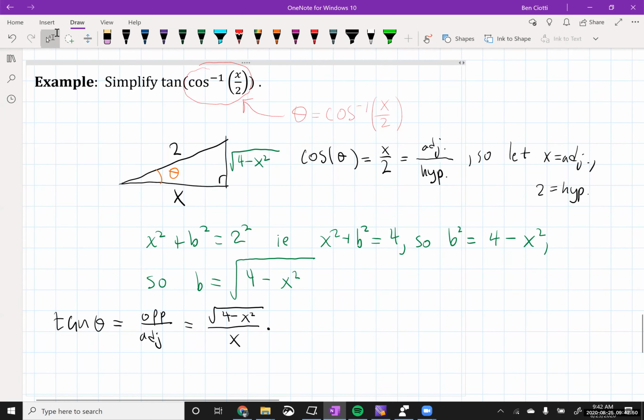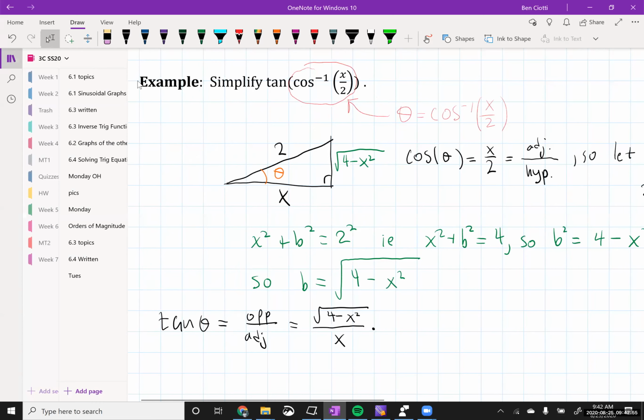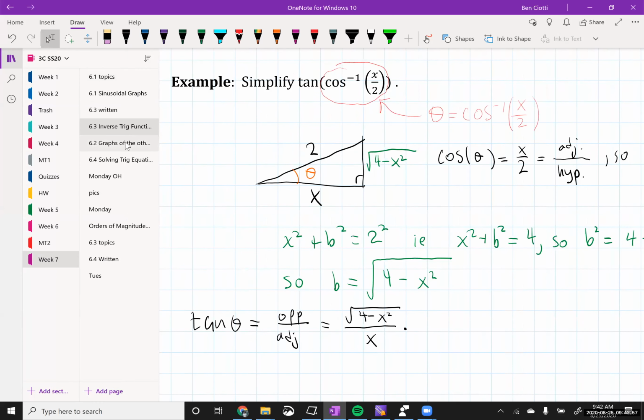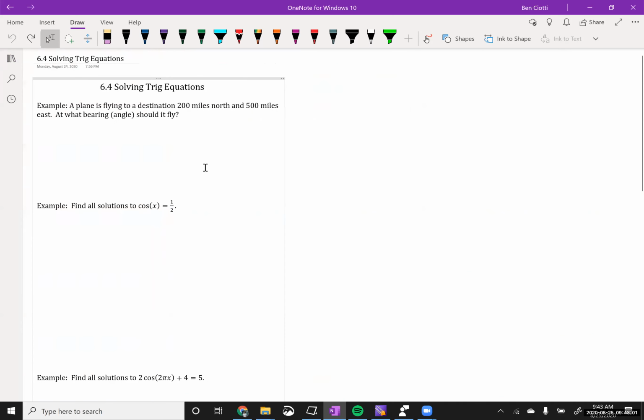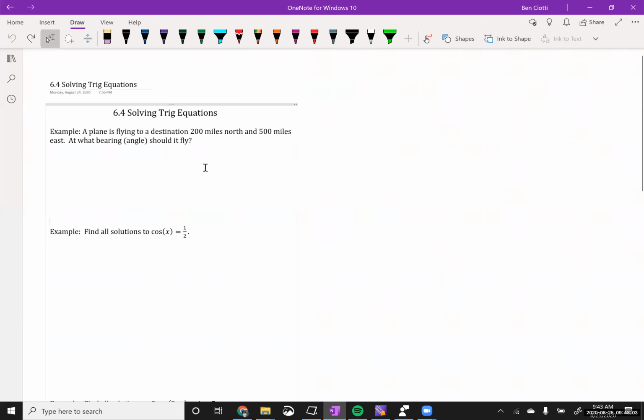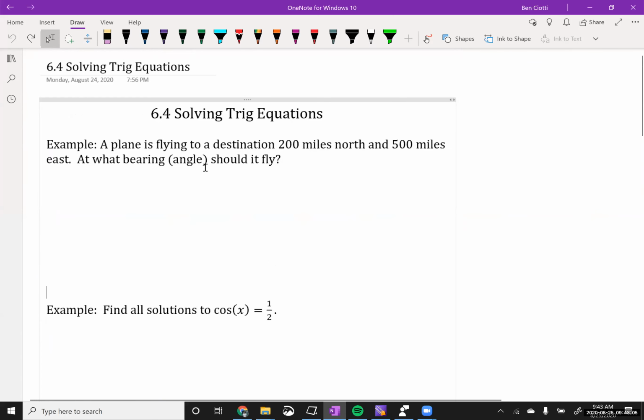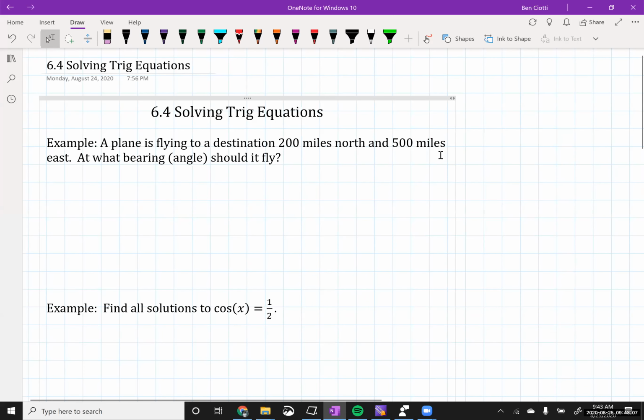Okay, anyway, that finishes up this section. Now, the next section I'm not going to finish today, definitely, but I will just do one quick problem to show you an application of solving trig equations, which is section 6.4. There's nothing really new in section 6.4. It's just applying what we've already learned.